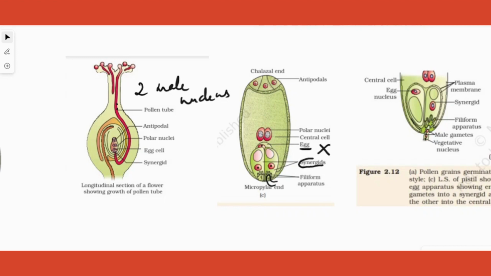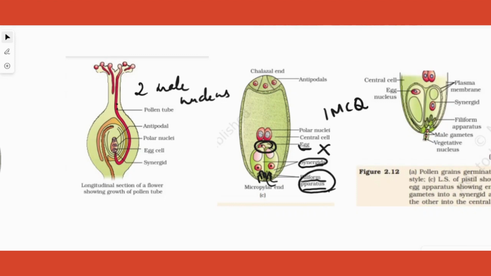It enters into one of the synergids, and the synergids have special properties. Synergids have certain structures called filiform apparatus. You can see it here. The synergid has filiform apparatus. The function of filiform apparatus is to guide the pollen tube into the egg. All right, so the pollen tube directly doesn't go to the egg. Remember this for one MCQ, 1 mark MCQ.